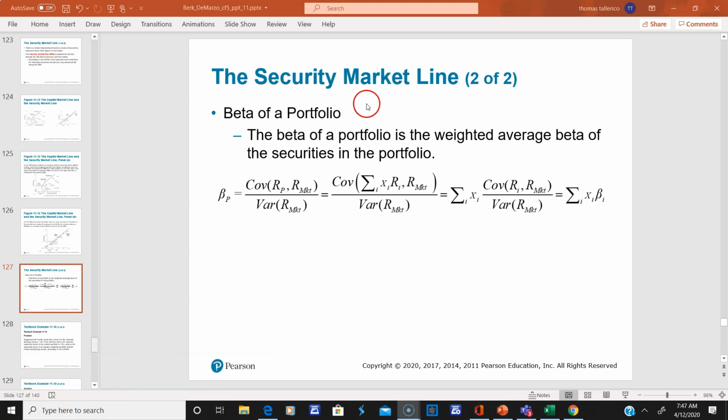There's a beta of a portfolio also. Regardless of the math, it's the sum of each percentage in the portfolio times the individual betas of the stocks. With all this math, all you really have to know is that you add up each beta times its percentage in your portfolio.